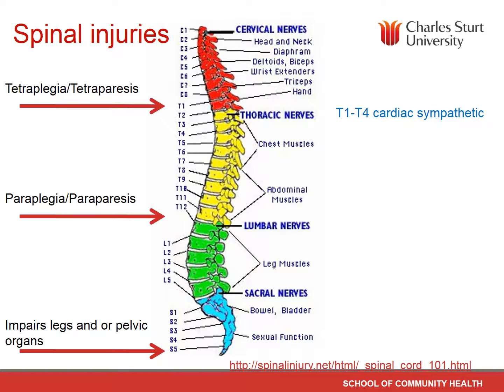So it's important to have just a bit of an understanding of the different levels and what muscles they control, because if you were to select in the end of session exam as a case study, spinal cord injury, you'd be told at what level the injury has occurred, so you'd need to be able to then come up with some exercises that person would still be able to perform.